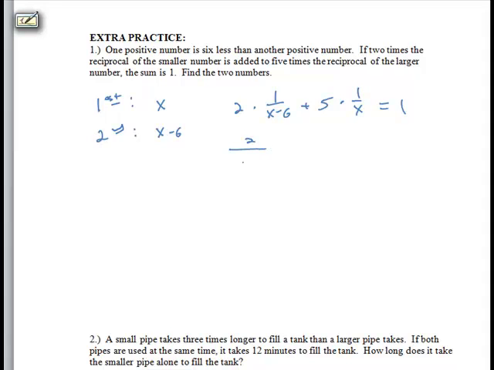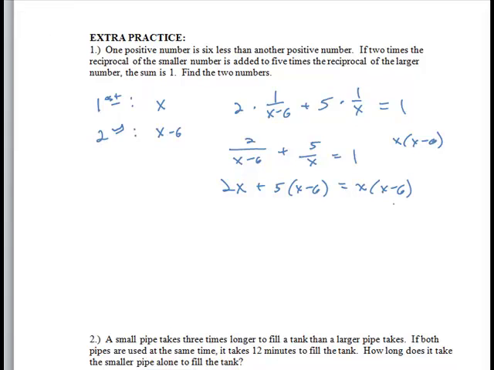Simplify or neaten that up a little bit. 2 over x minus 6 plus 5 over x is equal to 1. Obviously a rational equation. The LCD is x times x minus 6, and multiply the equation by it. The first term, the x minus 6 cancels out, leaving us 2 times x, or 2x, plus the second term, the x is canceled out, leaving us 5 times x minus 6 is equal to x times x minus 6. Solve the remaining equation.